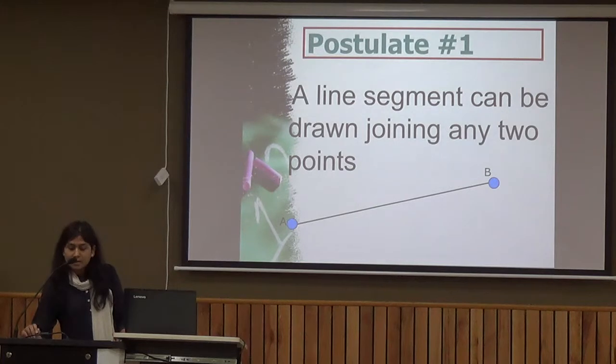First postulate. A line segment can be drawn joining any 2 points. Suppose A and B are 2 points. Then to join them, you simply form a line making A and B as the endpoints. Therefore, a line segment can be drawn joining any 2 given points.